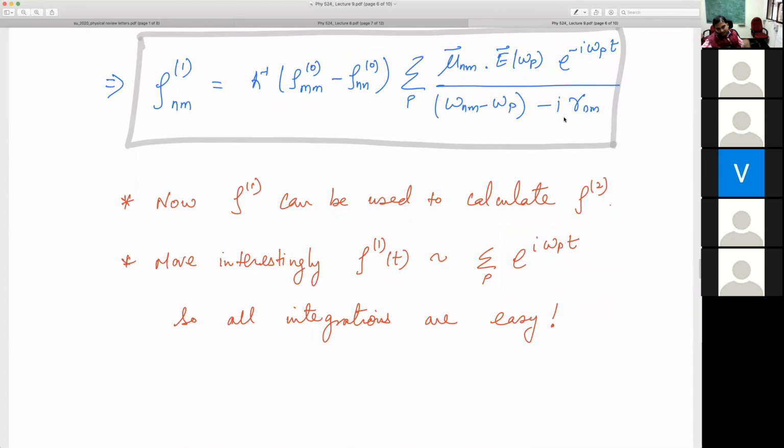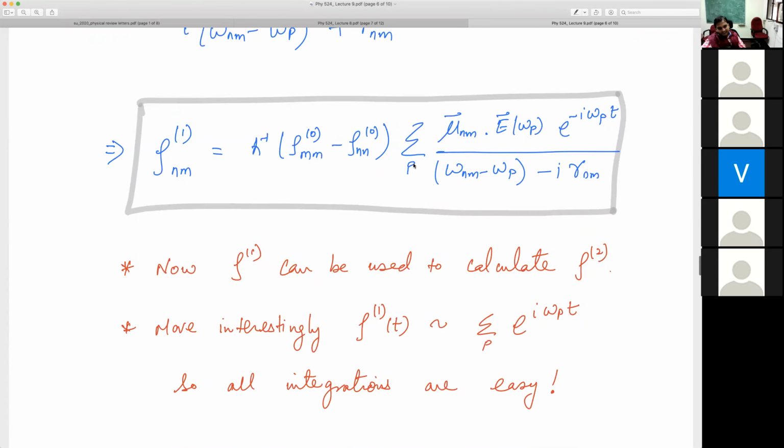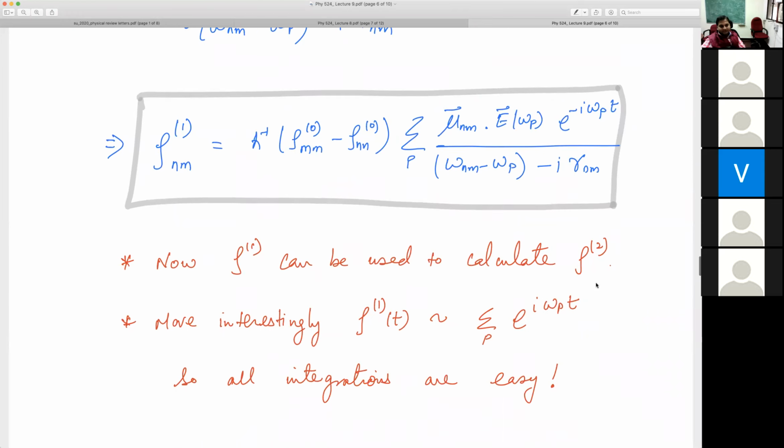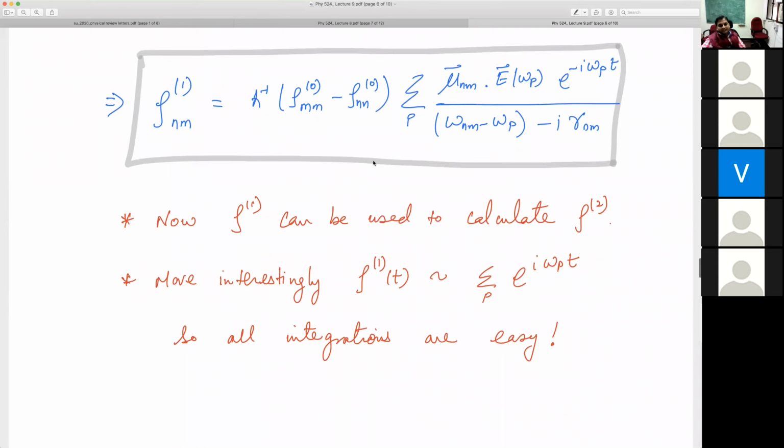Okay, this is important. We should really be happy about this, because now rho 1 I can use to calculate rho 2, and then rho 2 I can use to calculate rho 3, and so on. And more interestingly, for this light matter interaction problem, rho 1 only depends on time as e to the power minus i omega t. So this term will combine with the V dependence, which is also of this form, and all the time dependent integrations will become easy.